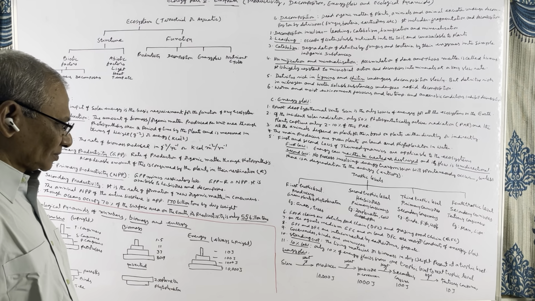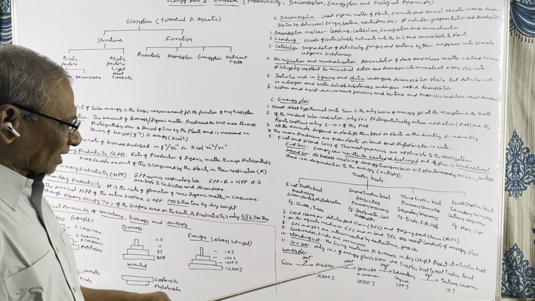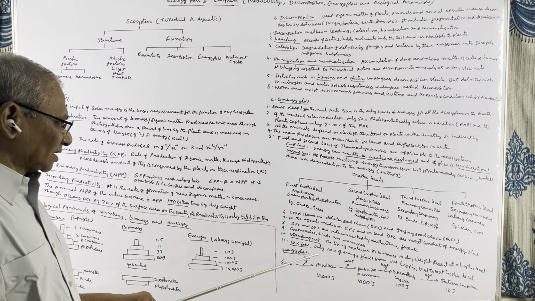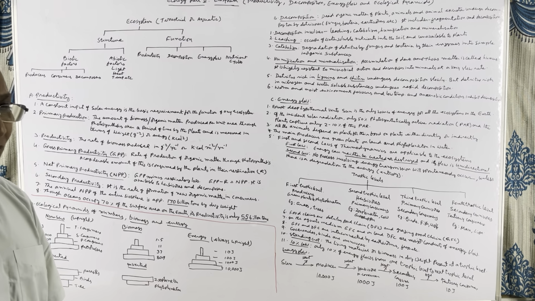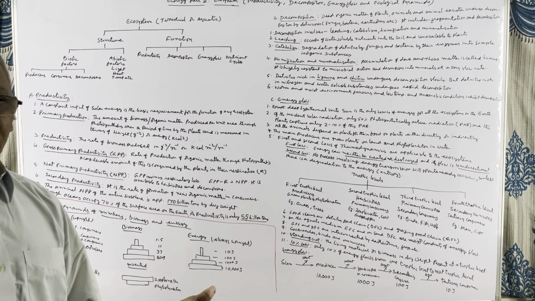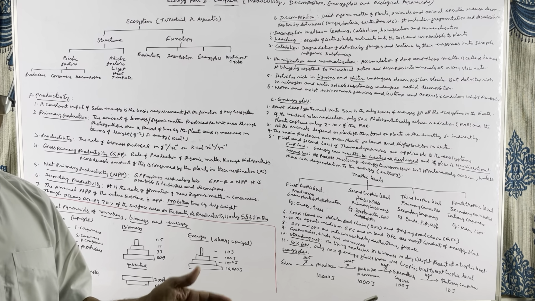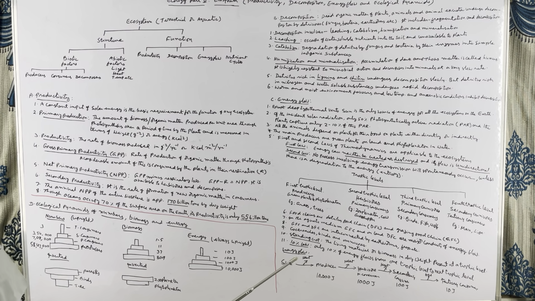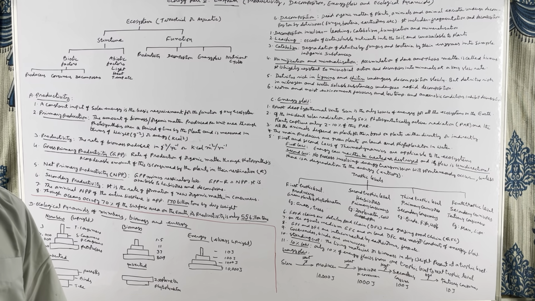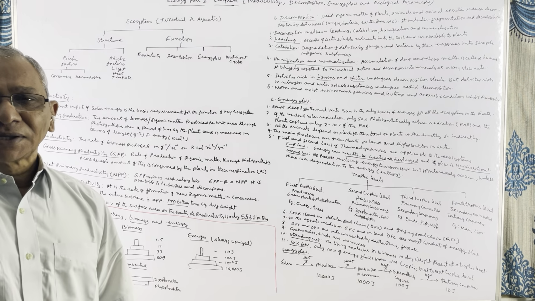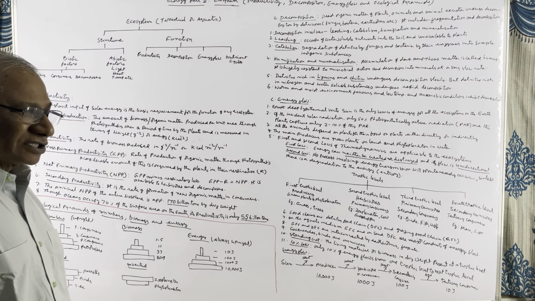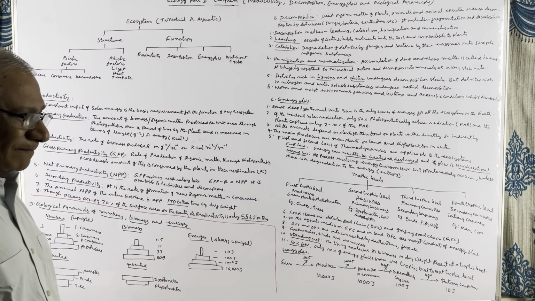Then, standing crop. The living material or biomass present at a particular trophic level is known as standing crop. So, the amount of biomass present at a particular trophic level includes all the living organisms at that trophic level. It constitutes the standing crop and it is always measured in the form of dry weight.